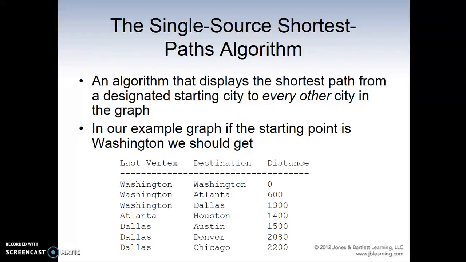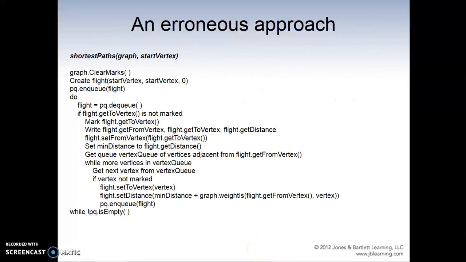So in our example here, we say the starting point is Washington. I want to see the distances to the other cities. So Washington to itself is 0 distance. It seems like these edges are the distances then. So Washington to Atlanta is 600. Washington to Dallas is 1,300. And now I start to look at from Atlanta itself to Houston, or the adjacency, right? Dallas to Austin, Denver, Dallas to Chicago. So these are all the distances. So we start to create a shortest path.